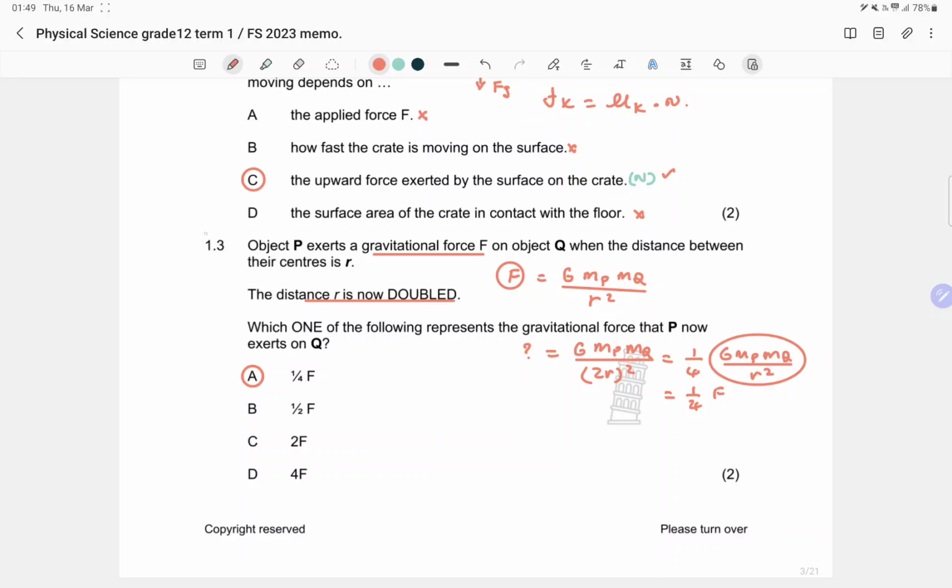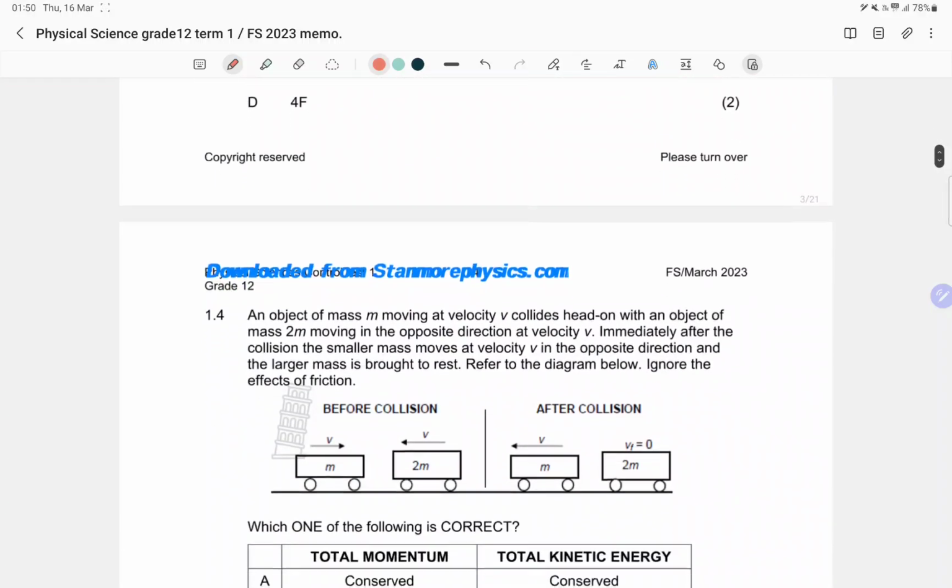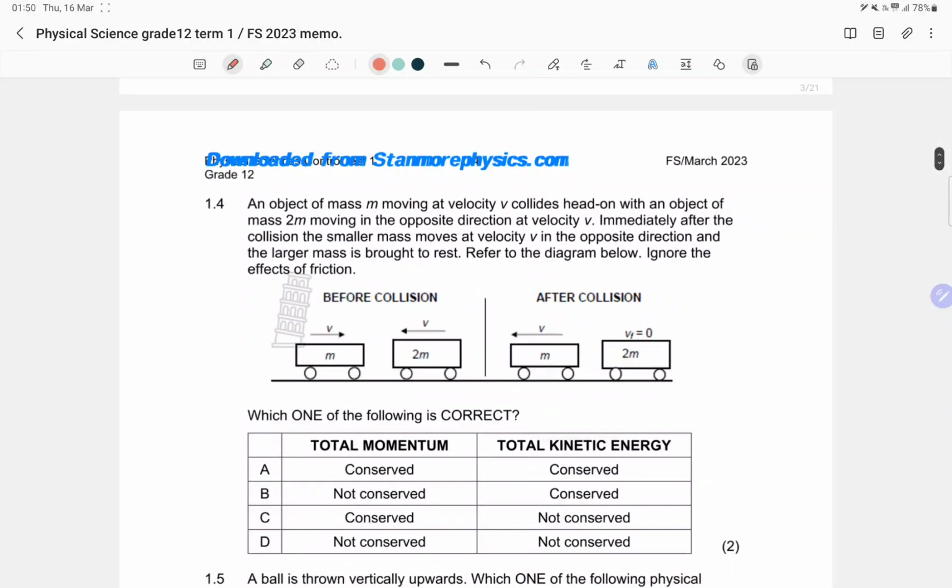Okay, so these are some of the questions you need to work out the answer. You cannot just sniff it in the air. But this one is much simpler, because even if you didn't perform the calculation, you could easily work out that it's going to be a quarter of that force. Okay, let's move on.